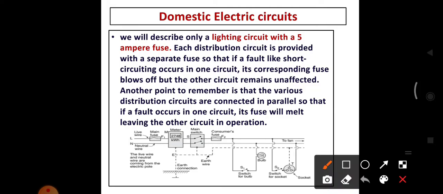See, in the main switch we have different distributions, and each distribution is connected to a fuse, because if one circuit blows off, the other circuit remains unaffected. Do you understand? In a main switch there are different distributions and each distribution consists of a fuse wire, because due to short circuit or overloading, if one circuit blows off, the other circuit remains unaffected.